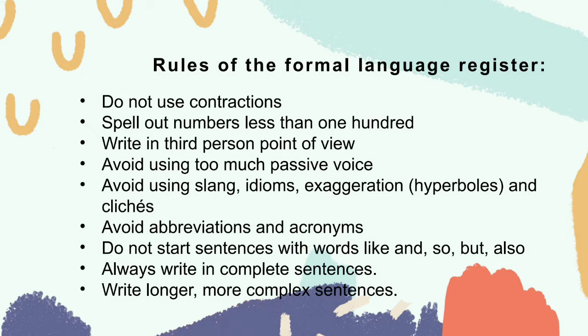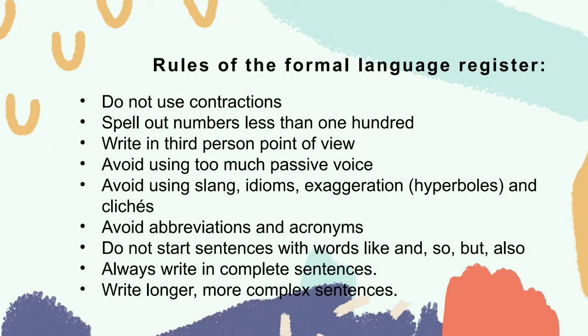Number 5 of the rules is avoid using slang, idioms, exaggeration or hyperboles, and cliches. Slang is common in informal writing and spoken English. Slang is particular to a certain region or area. Examples of slang are awesome, cool, okay or ok. A cliche is a phrase that is overused, said too often. Common cliches: too much of a good thing, moment of truth, time is money, don't push your luck, beauty is only skin deep.